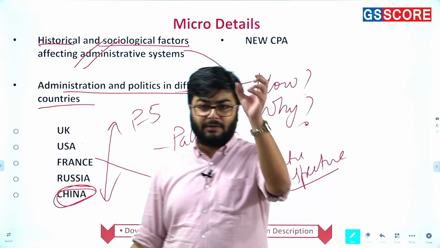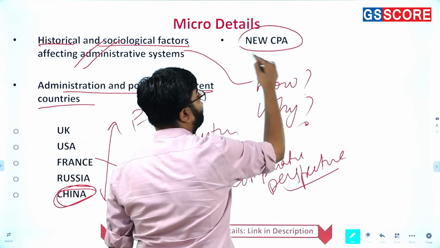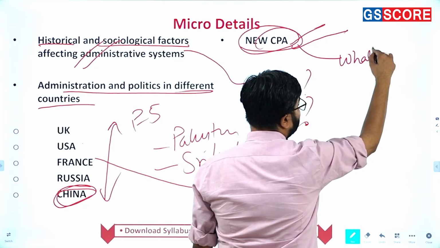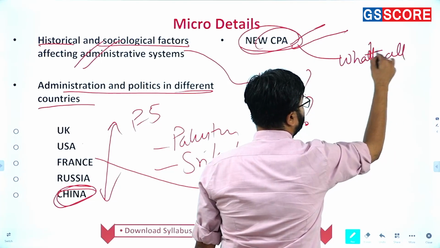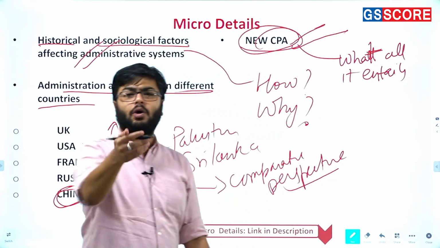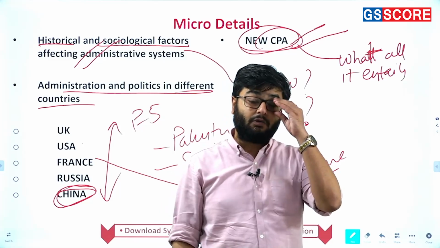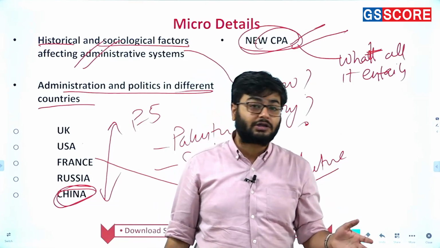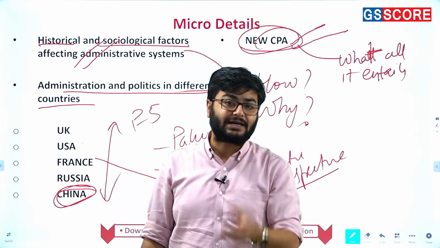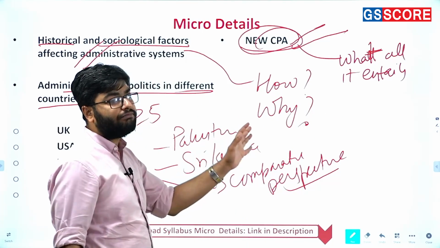And then taking a leaf from the present status, move towards the doctrine of new CPA and see what all it entails. How is it different from the old CPA? What things it brings to the table? Were there any lackings or shortcomings in the old CPA that this new CPA espouses to correct? So all those elements have to be studied.